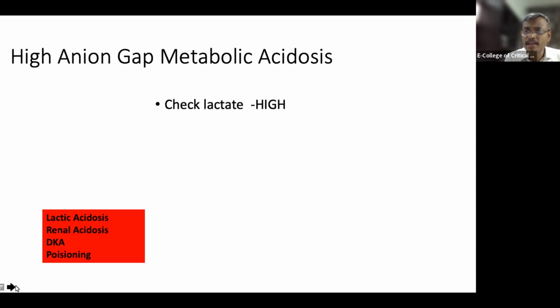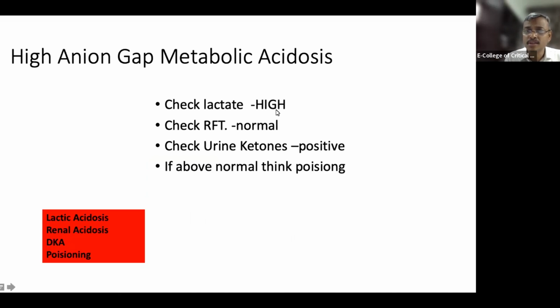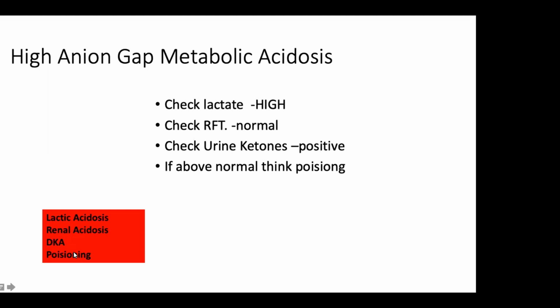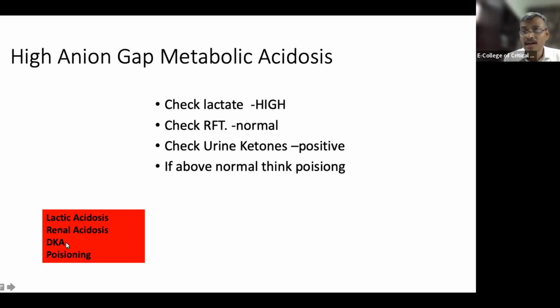So if there is a metabolic acidosis with high anion gap, always think of four causes. One is lactic acidosis because of sepsis or hypoperfusion. Second is renal acidosis. Look at the kidney function, the blood urea and creatinine. Look at urea. Then sugar. Look at the high blood sugar.